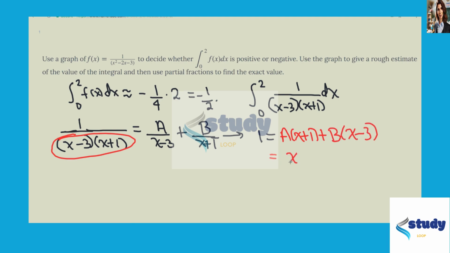And we can rewrite this right-hand side by factoring out the x. And then we're left over with A minus 3B. So we see that there's no x on the left-hand side. So we must have that A plus B equals 0. The constant term on the left is 1. That must mean that the constant term on the right is 1.